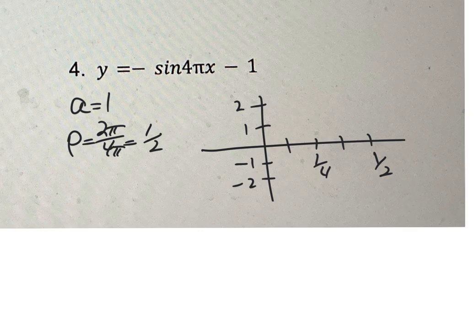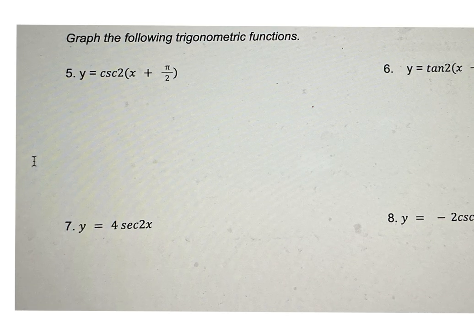It's sine. Sine starts at 0. Usually it goes up, down, up. But that negative in the front means it goes down, up. It goes the opposite. And then I got the minus 1. Guys, the minus 1, remember, is going to move every point down 1, down 1, down 1. Connect the dots. There you go, 1 through 4. Number 5, graph these things.